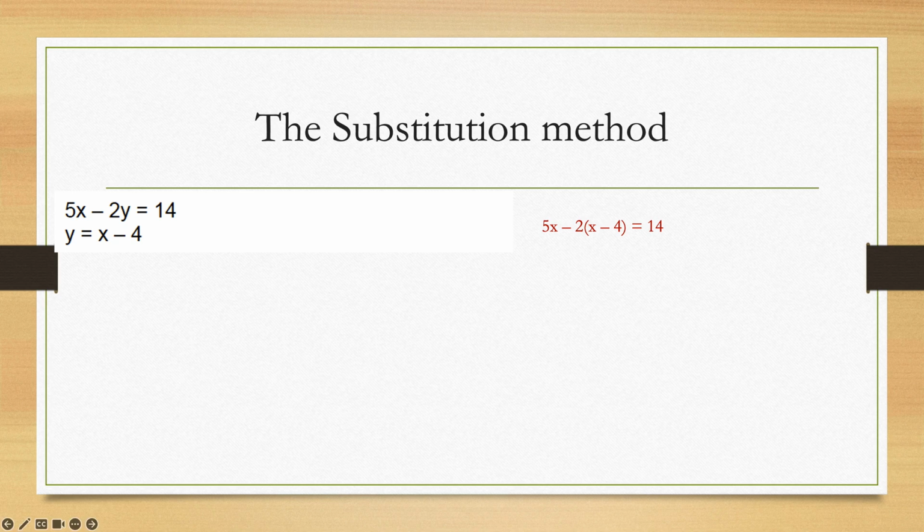The first equation, I keep the 5x, I keep the minus 2, I keep the equals 14. However, the y gets traded in for what it equals, which is x minus 4. So instead of the y here, I put in or substitute the x minus 4. This now looks like equations with which we are very comfortable. Distributing the negative 2, I get 5x minus 2x plus 8, right? Because negative 2 times negative 4 is positive 8, equals 14.